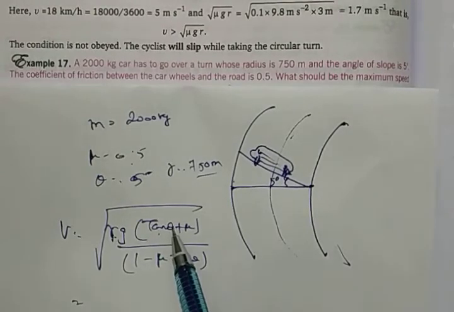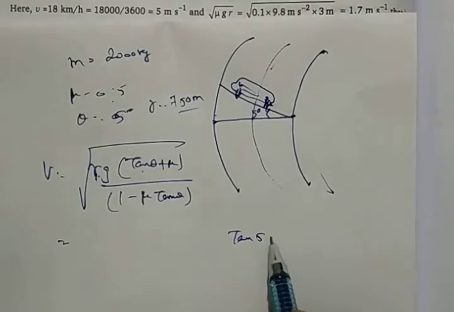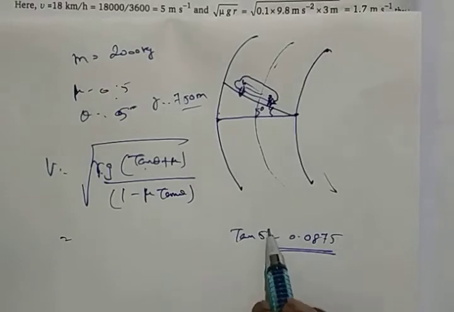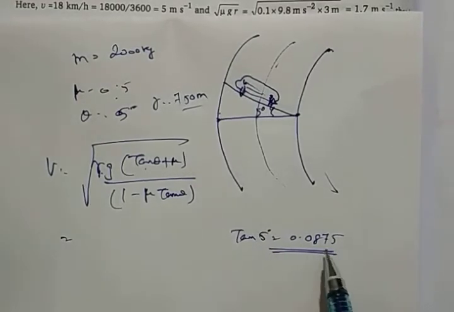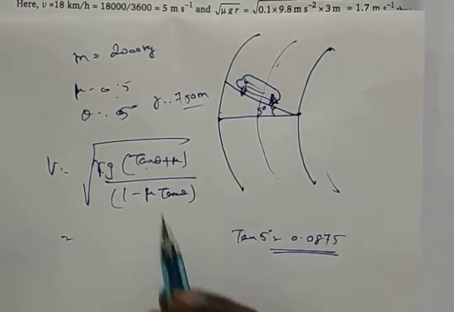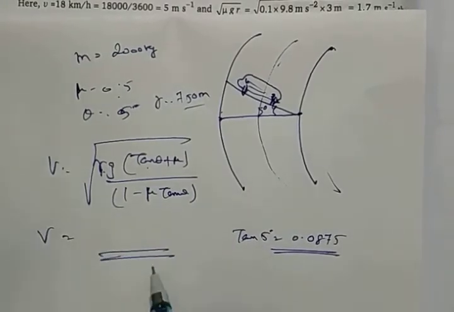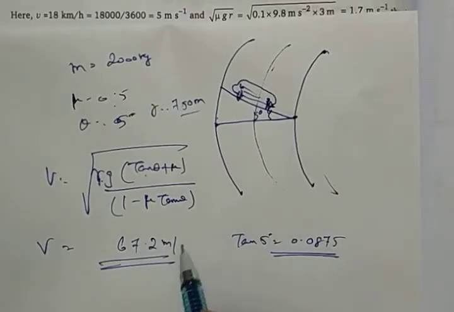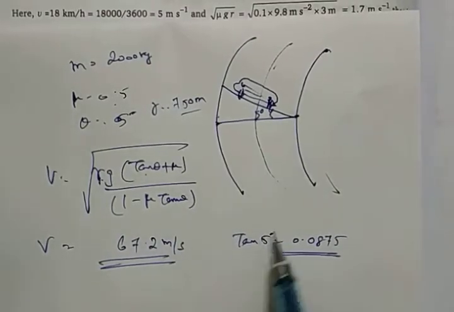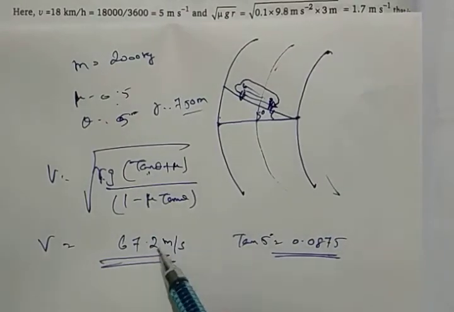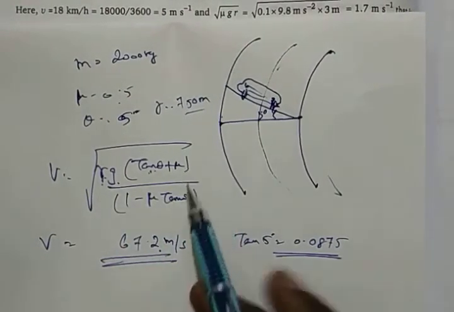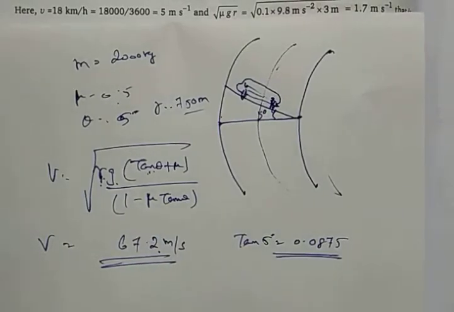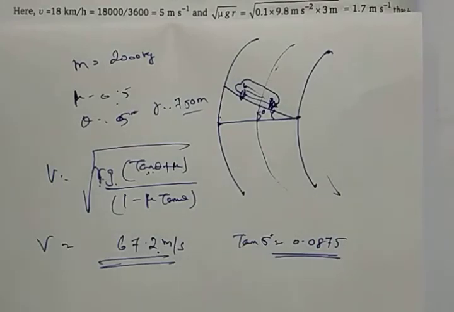Alright, tan 5 is the value. If you see the value in the log table, it is 0.875. This is tan 5. Or if you have a scientific calculator, you just put tan 5 and you will get this answer. Substitute this value, you will get the v value. So that is the final thing. If you put all the values here, you will get 67.2 meter per second. When you do it, don't just put this and jump to here. Please substitute everything. In the notebook, I will see whether you have substituted everything and written the answer properly. Okay. Go to the next question now.